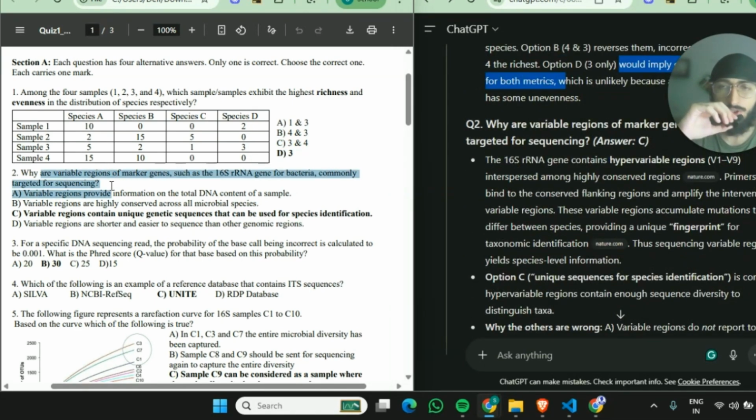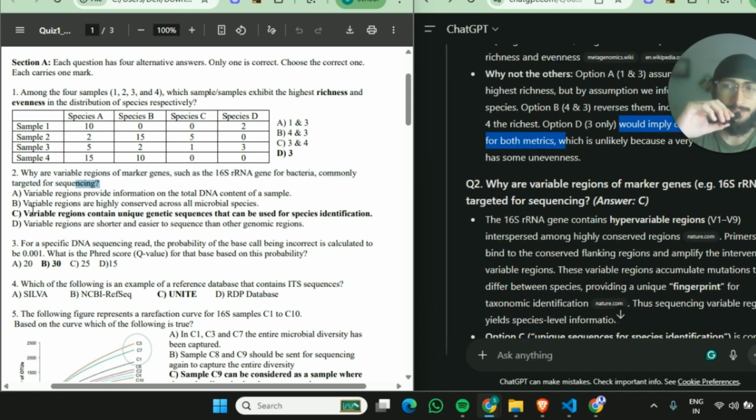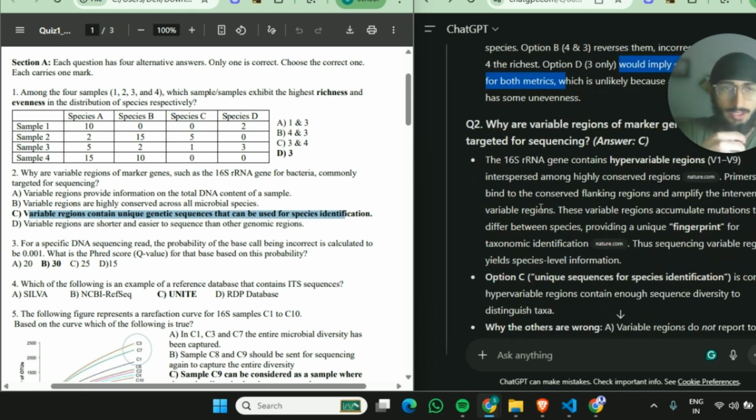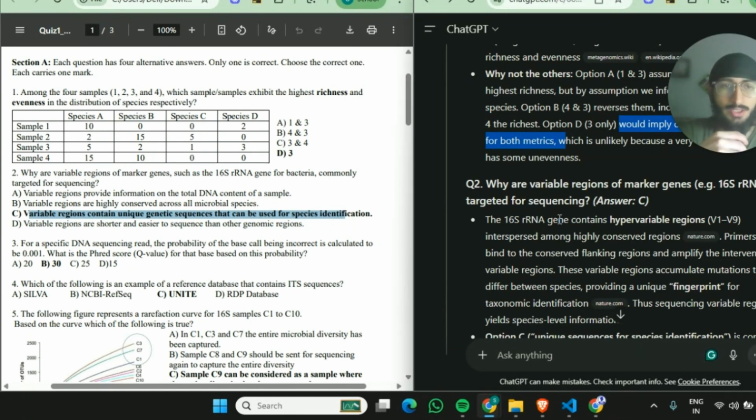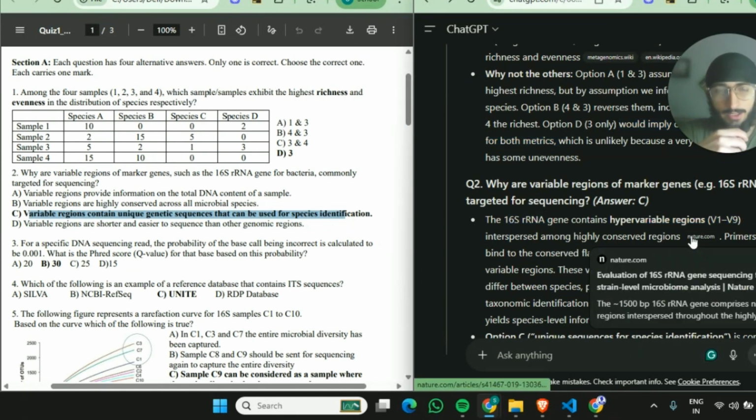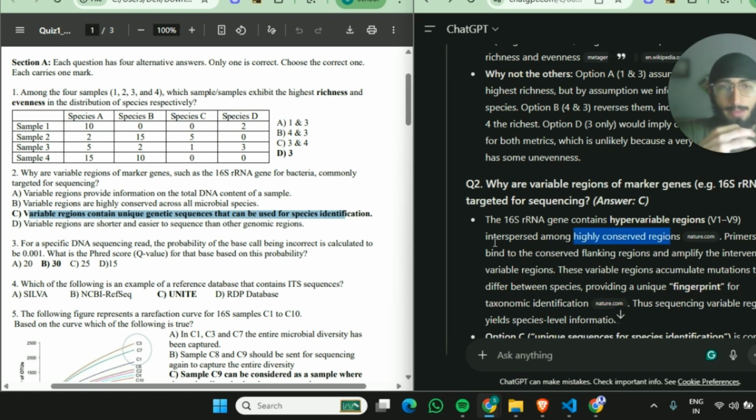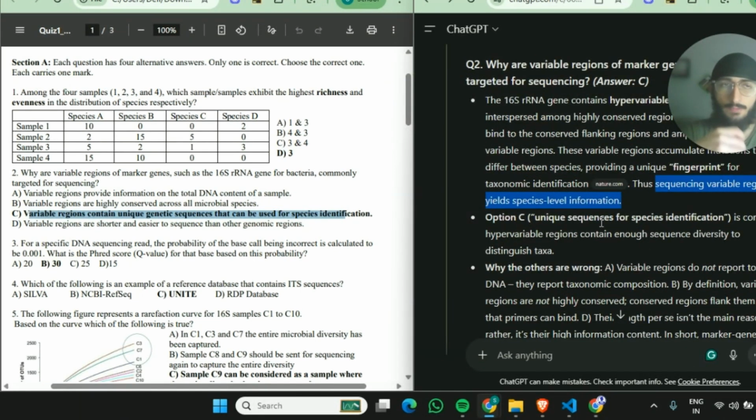Now moving on to the second question: why are variable regions of marker genes such as the 16S rRNA gene for bacteria commonly targeted for sequencing? The answer is C, variable regions contain unique genetic sequences that can be used for species identification. The answer basically lies in the fact that the 16S rRNA gene contains hypervariable regions, that is V1 to V9, which are interspersed among highly conserved regions. Primers bind to the conserved flanking regions and amplify the intervening variable regions. These variable regions accumulate mutations that differ between species, providing a unique fingerprint for taxonomic identification. Thus, sequencing variable regions yields species level information.